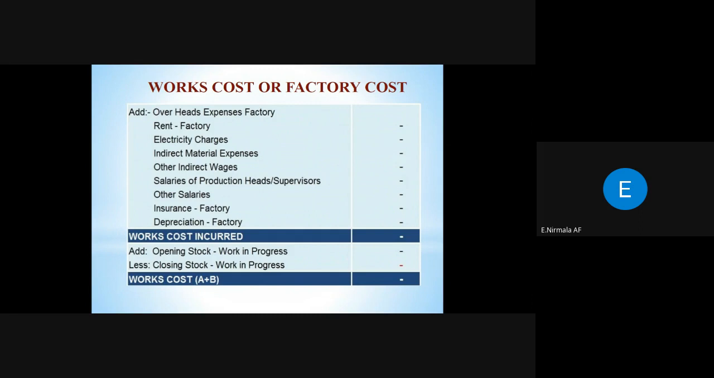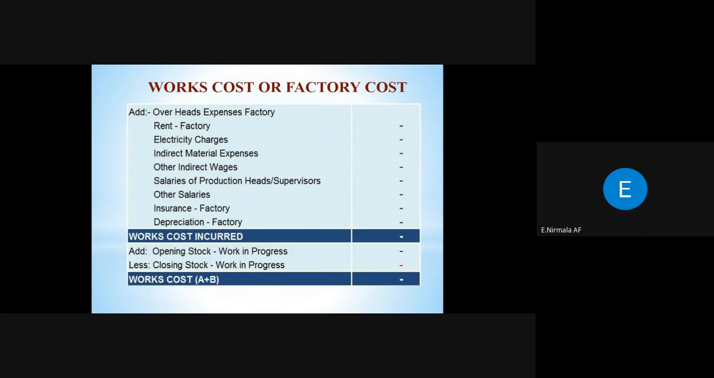Now here we have to find out the work cost. So how do we calculate the work cost? We have already done the prime cost. So from the prime cost, we have to add factory overhead. Factory overhead means factory expenses, such as rent, electricity charges, indirect material expenses, other indirect wages, salaries of production aides or supervisors, other salaries, insurance and depreciation, which is related to the factory. Then we will get work cost incurred.